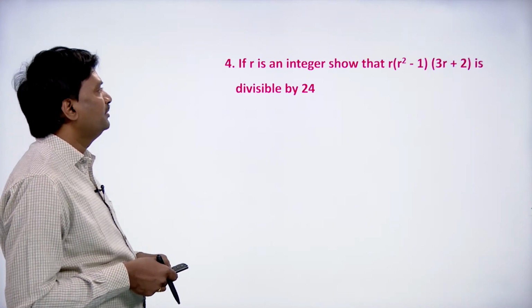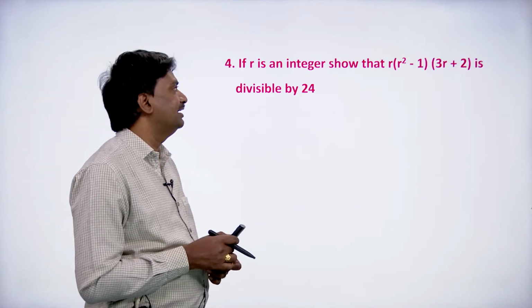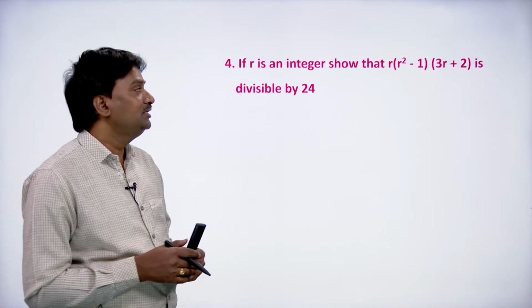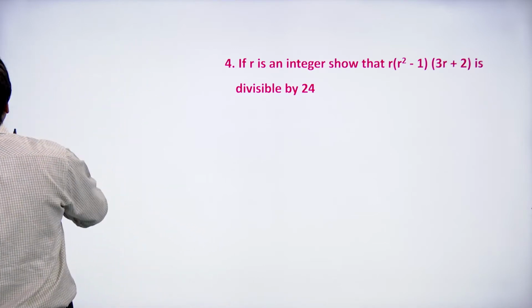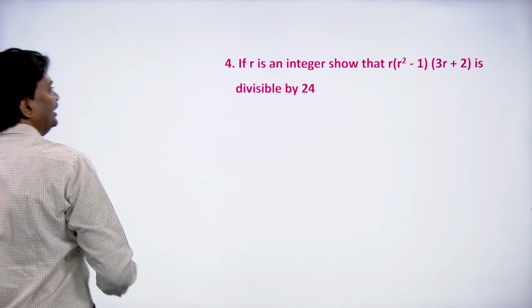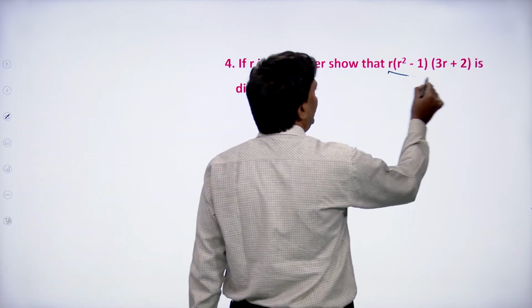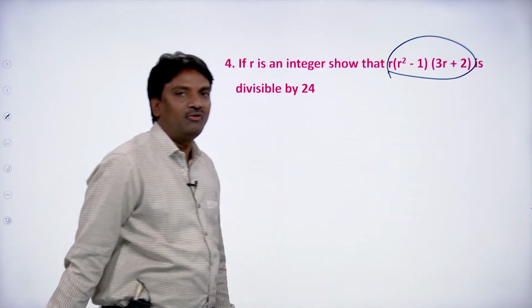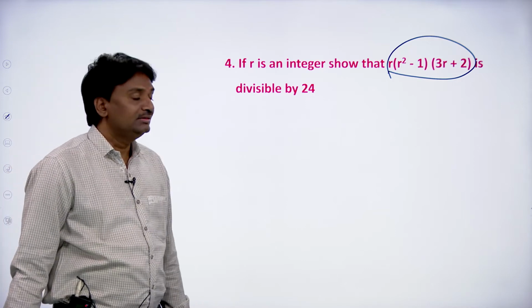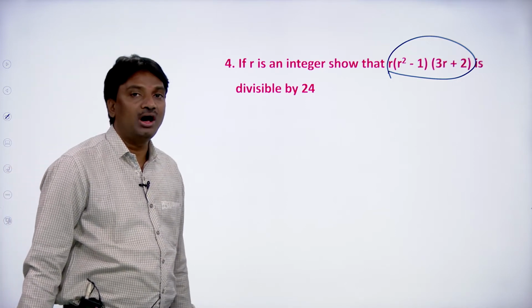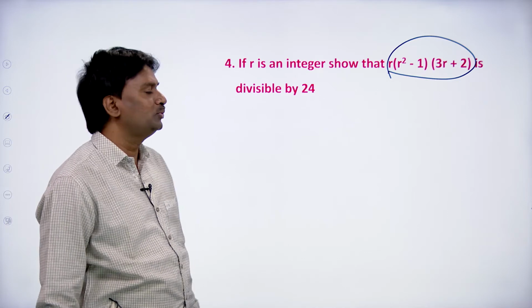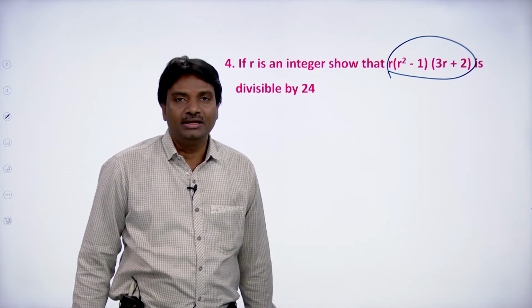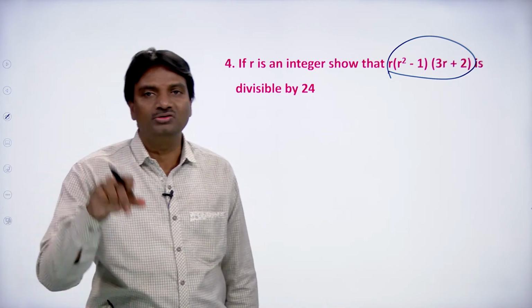Now, look at this problem. If r is an integer, then show that r into r square minus 1 into 3r plus 2 is divisible by 24. Here integer means we have to consider the positive integer.